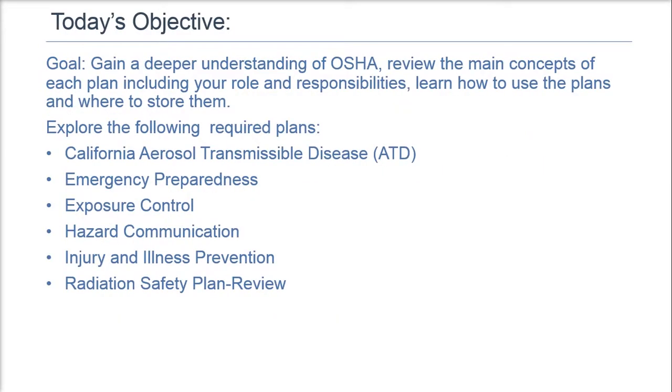We're going to review the various plans that we have as a requirement of OSHA. These plans include California Aerosol Transmissible Disease, also known as ATD, Emergency Preparedness, Exposure Control, Hazard Communication, Injury and Illness Prevention, and Radiation Safety Plan. All of the plans can be found in your compliance manual located at your specific site.